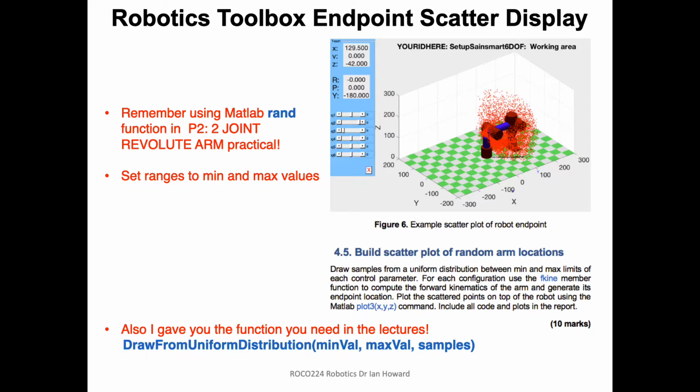And what the rand function does is it samples from a uniform distribution between 0 and 1. If you want that to appear to be sampling from a different distribution, which is still uniform, you have to add an offset on and you have to scale the value. But that's all explained where I talk about this function, draw from uniform distribution, in the lecture notes. So if you don't know how to do that, have a look at the lecture notes. It is in there for you to use.